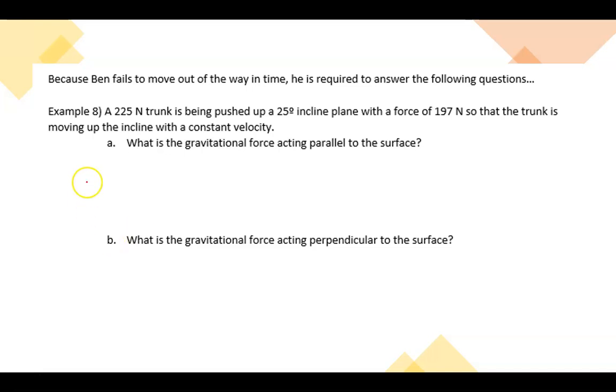This works. Okay, because Ben failed to move out of the way in time, he's required to answer the following questions. Poor Ben. Okay, a 225 newton trunk is being pushed up a 25 degree incline with a force of 197 newtons, so the trunk is moving up the incline with a constant velocity.